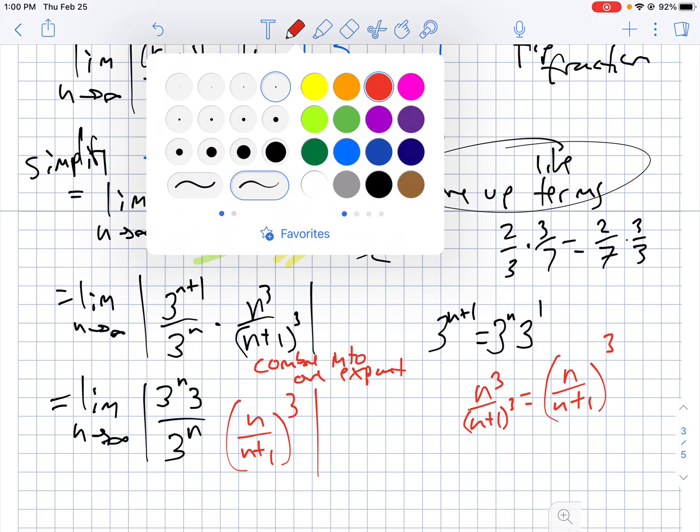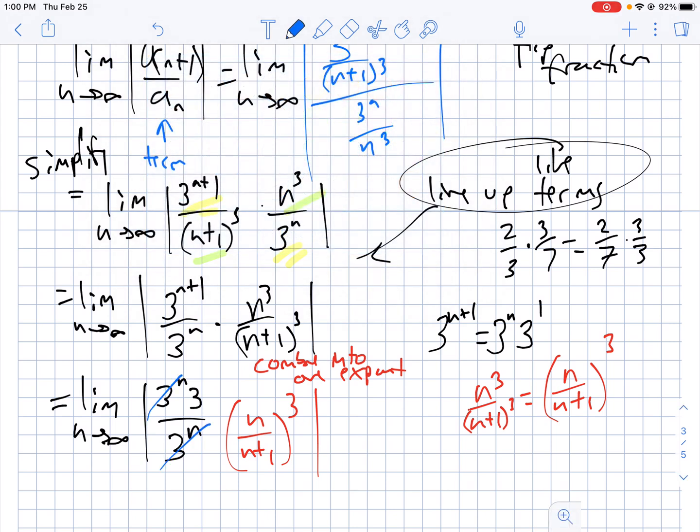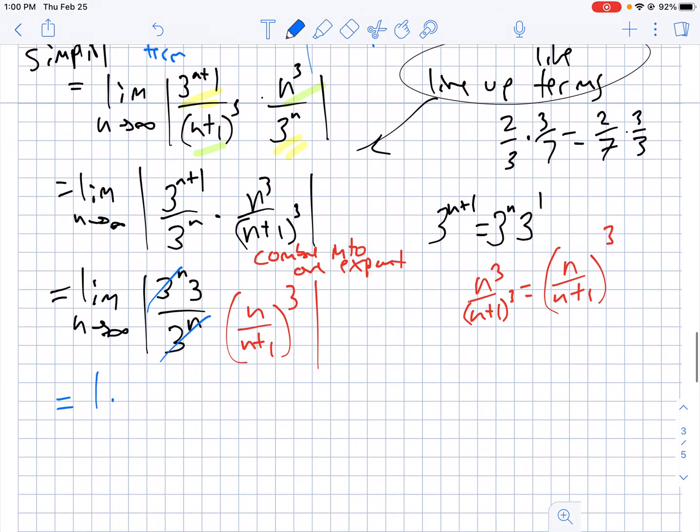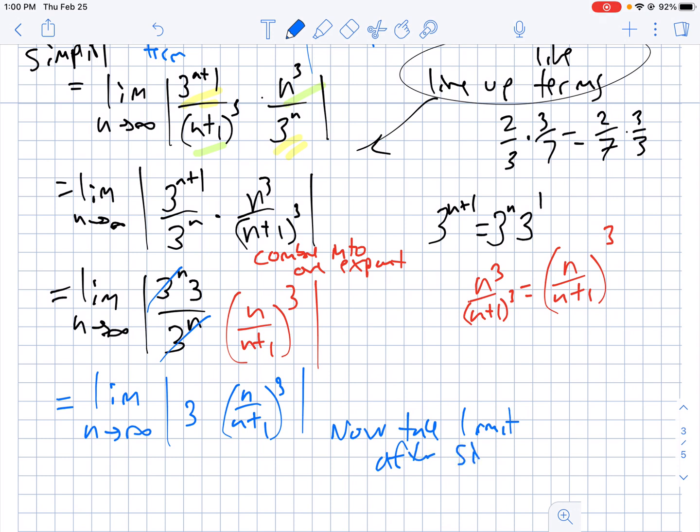Okay, now all the cool kids in here notice that the 3 to the n canceled. So after simplifying and combining those terms, you just have 3 times n over n plus 1 to the third power. Now we're ready. We've done all the simplification that we can possibly do. Now we're going to take the limit. And again, we don't take the limit until after we've simplified and canceled like terms as much as possible.